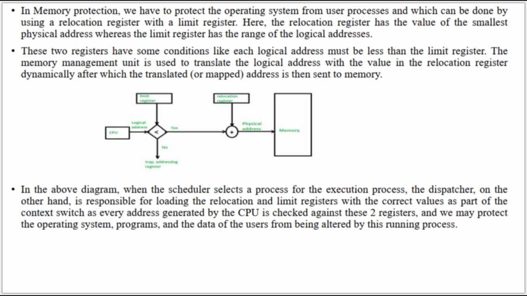In the above diagram, when the scheduler selects a process for execution, the dispatcher is responsible for loading the relocation and limit registers with the correct values as part of the context switch. Every address generated by the CPU is checked against these two registers and may protect the operating system programs and the data of the users from being altered by this running process.